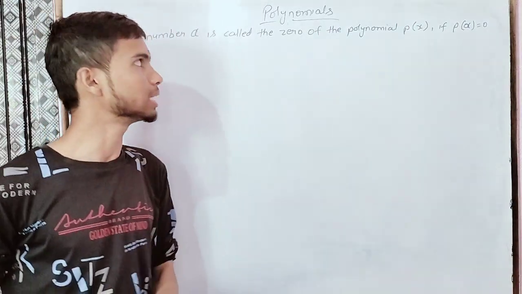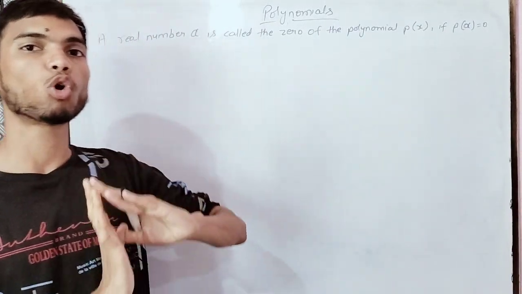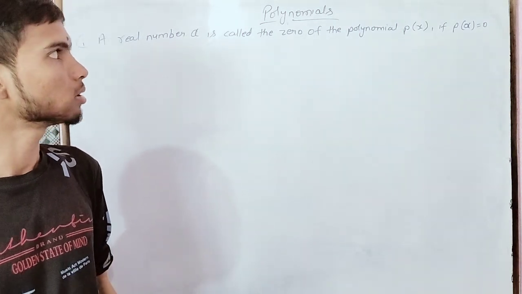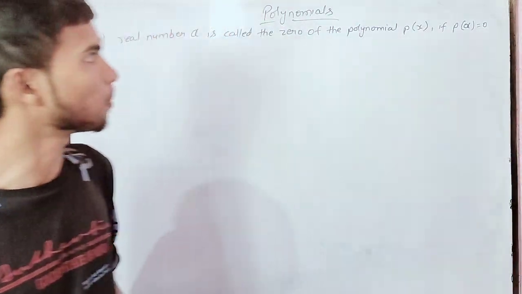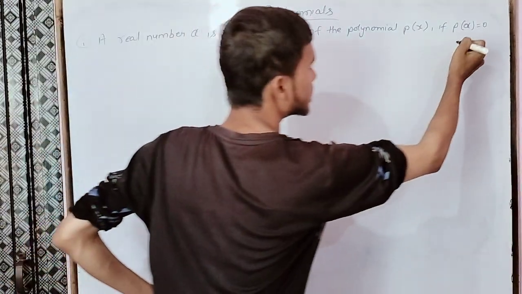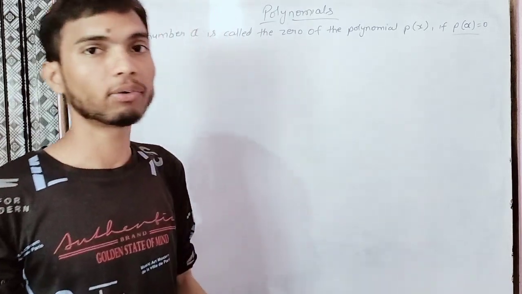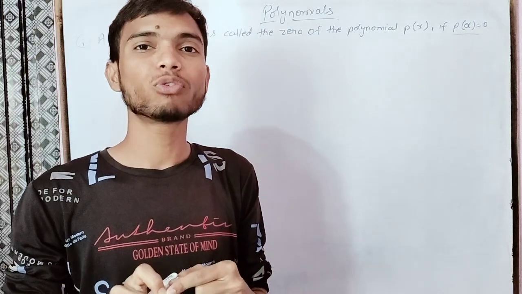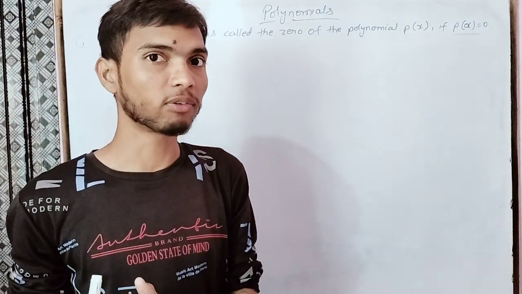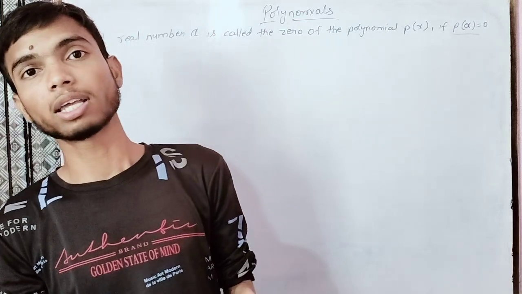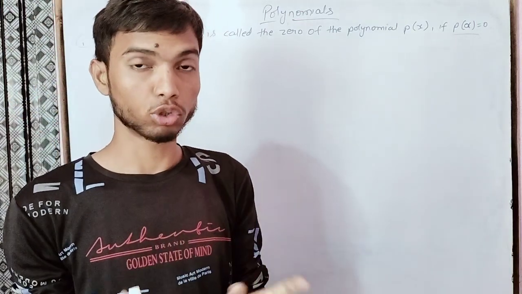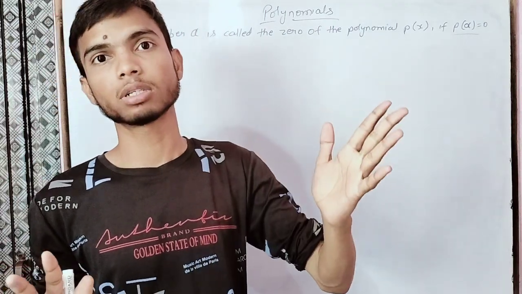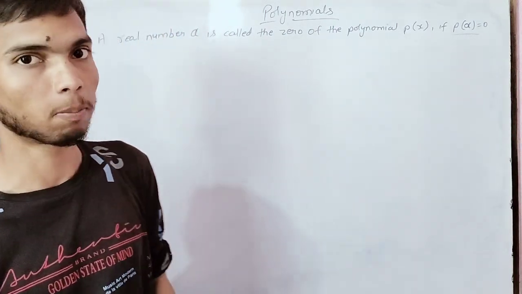So that will be known as the zero of the polynomial. If we have a polynomial p(x), it is saying that for a given polynomial, you have to put in a value of the variable which makes the polynomial give zero at the end. You have to put in that number for which the polynomial gives zero completely.